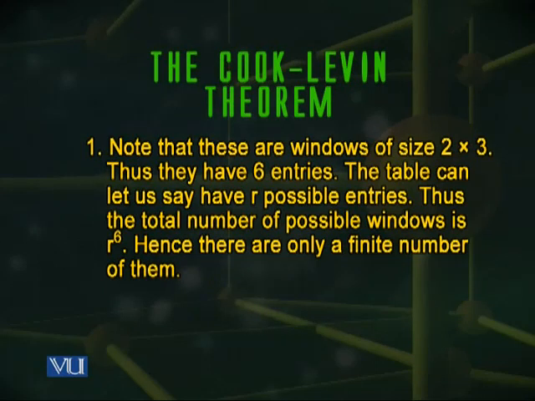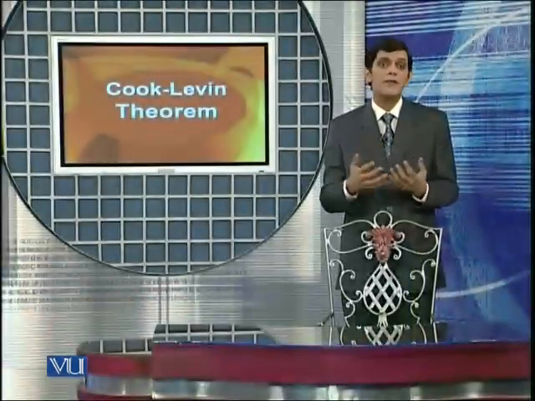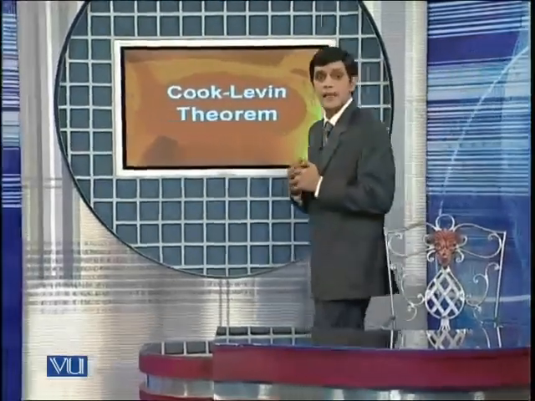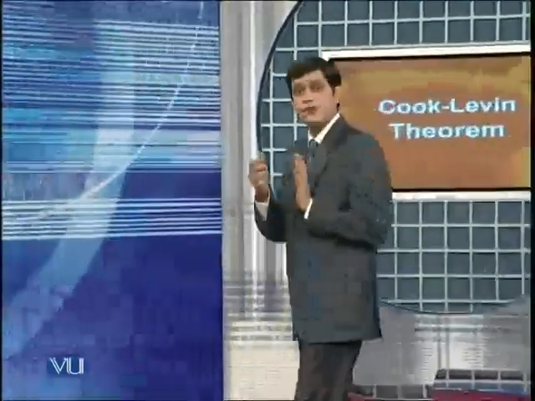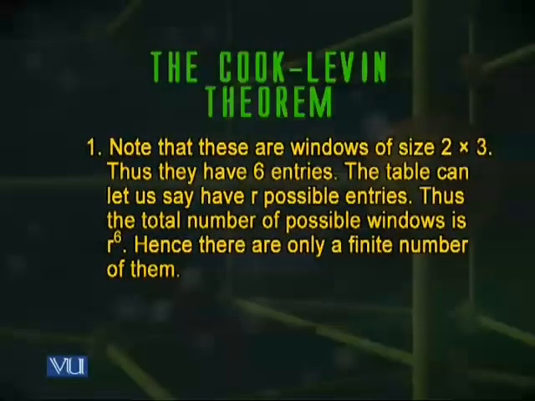Each possible entry in this window is one of the tape symbols, or a state, or something like that. So there are only finitely many things that you can put in each cell of these windows. Now they have only 6 possible entries. So if each cell can have r entries, then there are a total of r to the 6 windows, and this is only a finite number of them.